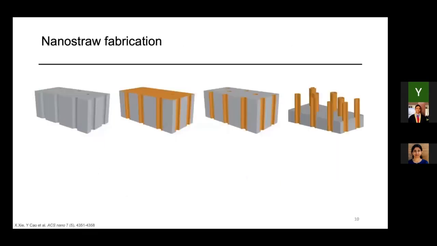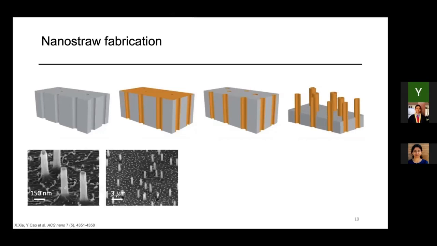To fabricate this structure, we started with a membrane with pores in it, and then we used atomic layer deposition to deposit aluminum oxide coating on the entire surface. Then we used reactive ion etching to etch off the top layer of alumina, and then used oxygen plasma to selectively etch off the substrate polymer to reveal the nanostraws. And here are the scanning electron microscopy images of the nanostraws.